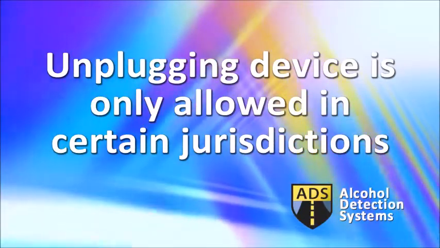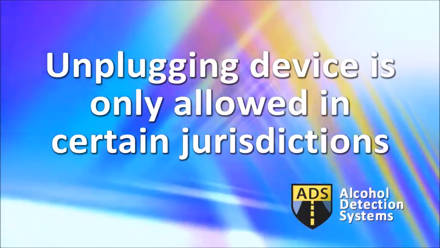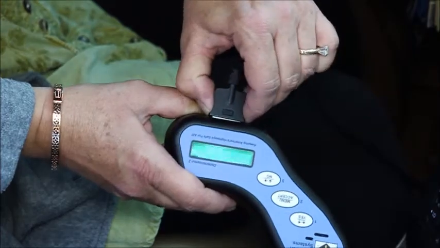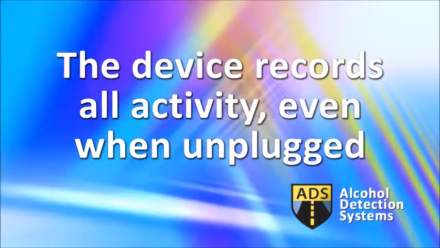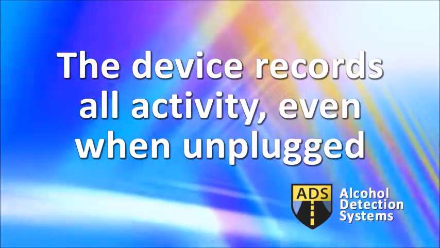Unplugging the handheld portion is allowed in some jurisdictions and is as simple as plugging or unplugging a cell phone to a charger. Squeeze the tabs at the connector to unplug the handheld portion. Always check that there is no dirt, debris, or lint in the connector before reconnecting. The device will record all vehicle activity, whether the handheld portion is connected or not.